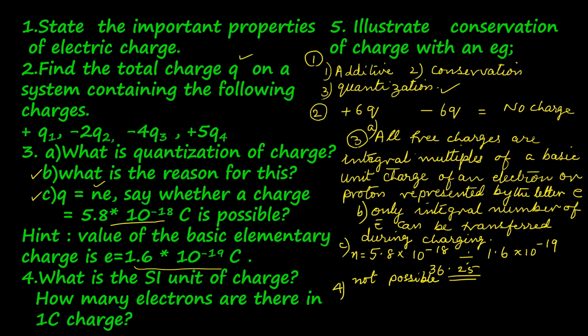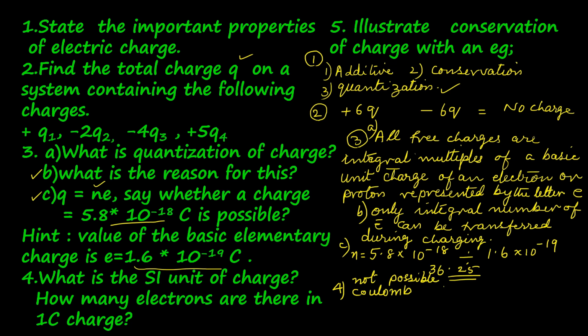Next question, that is question number 4. There are two sections there. What is the SI unit of charge? The answer is Coulomb. It is represented by the capital letter C. Next section under 4. How many electrons are there in one Coulomb charge?